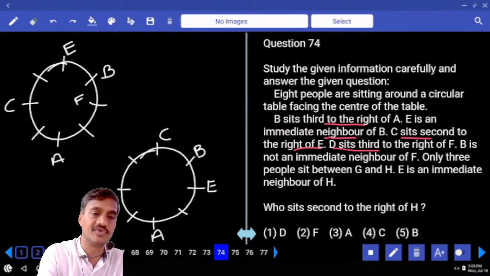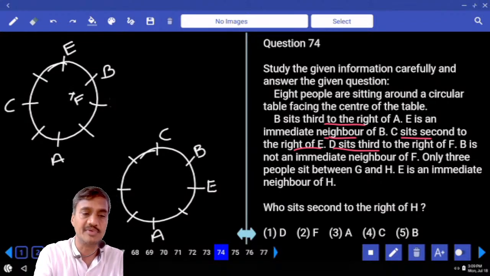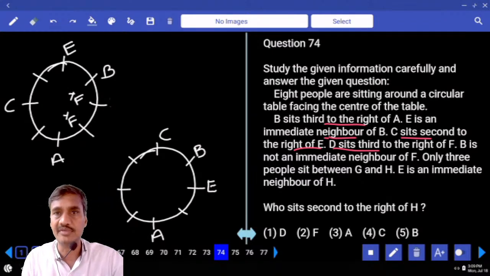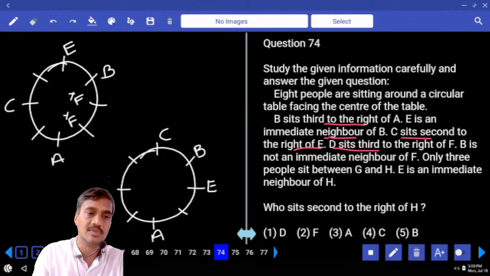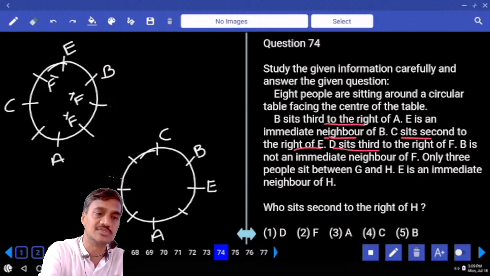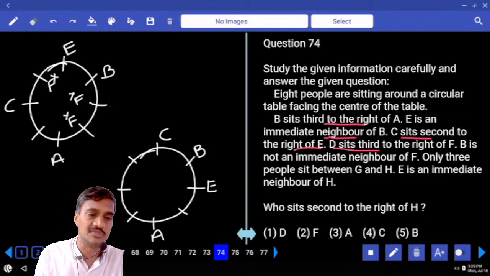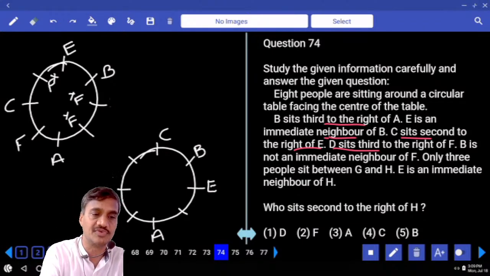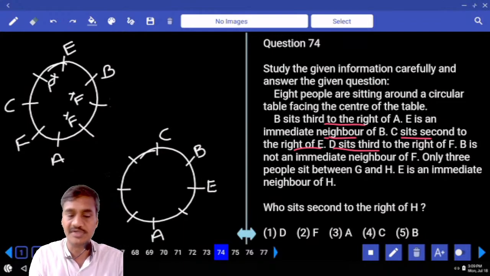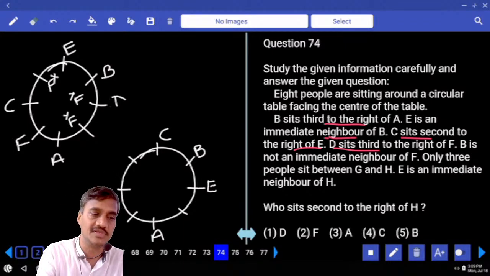we cannot have F at this place. As F cannot be here, F cannot be here as well. Because if F is here, D and E must be in the same place, not possible. And we cannot have F at this place. If F is here, then A and D must be in the same place, not possible. What is the only possibility we have? F is here. And if F is here, D sits to the right of F.